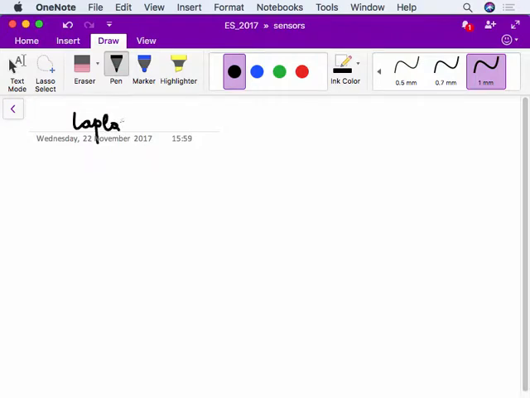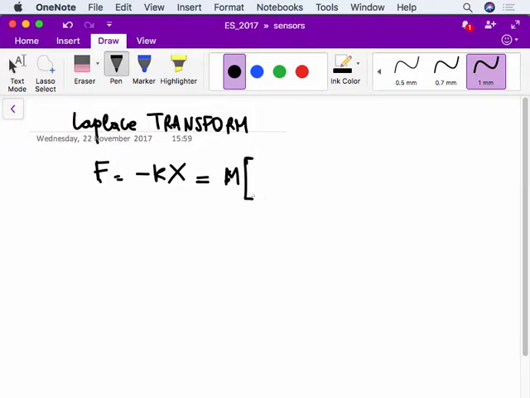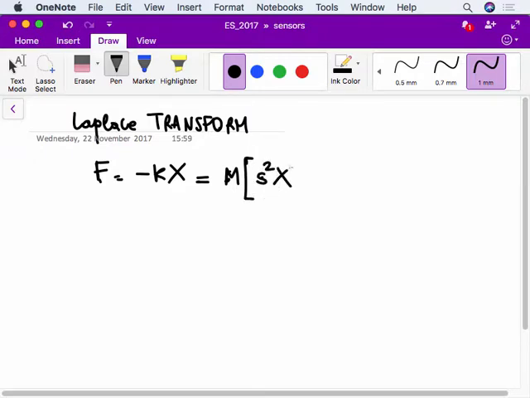If we make the Laplace transform of everything in order to compute the transfer function, we can write something like F is equal to minus kx, which is equal to m times the second derivative of x, which is s squared times X, plus A, which is the Laplace transform of the acceleration. Okay?